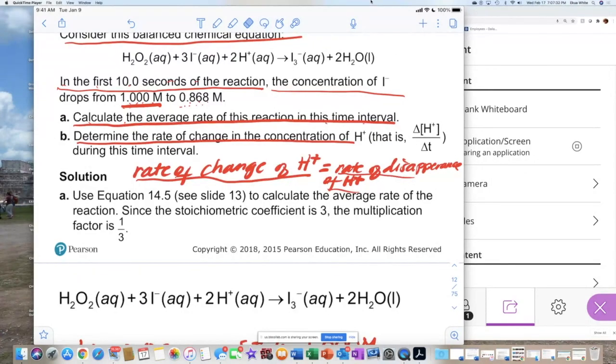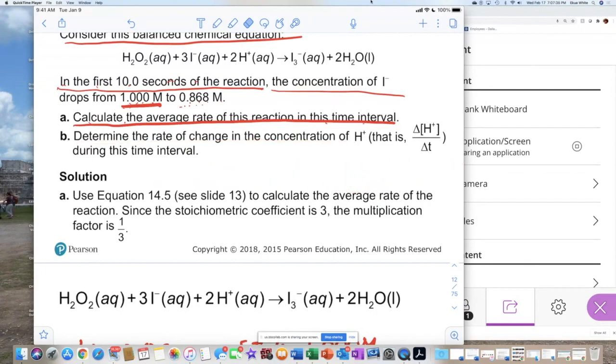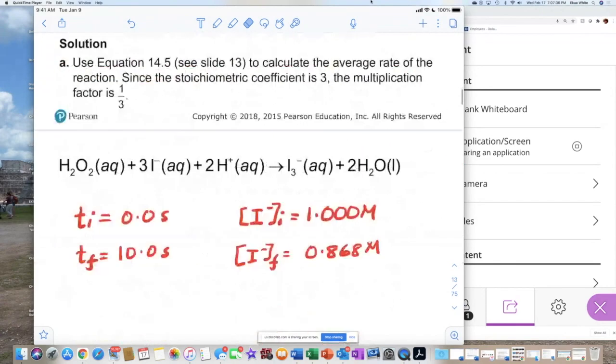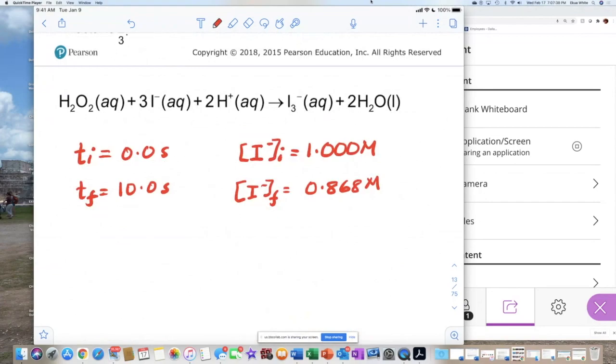Okay, so I'll redefine this when we're covering that part. Let me do the first one first. So remember rate, we're dealing with a reactant here. Rate, we're dealing with I minus. I minus is a reactant. So let me pretend to forget the negative sign. I'll pretend to forget it. Okay. Change in I over change in T. I'm really trying to focus here.